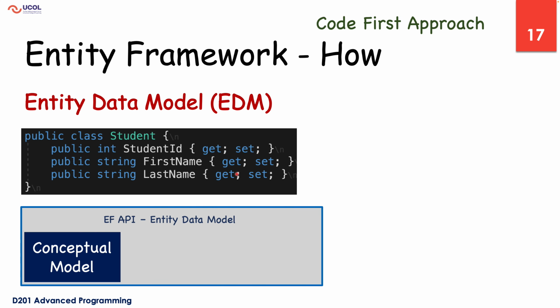In the code first approach, we have a conceptual model, and that is a class. So we have a class with student ID, first name, last name. We have all those properties over there, and if you look at it, it's a simple class named Student, and then we have a student ID, a first name, and a last name, and we have defined their data types, and then we have the set and get methods.